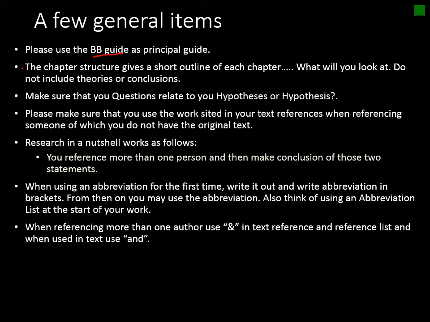And then the chapter structure gives a short outline of each chapter, what you will look at. Do not include theories and conclusions. So your chapter outline is a very short outline of what your chapters will look like. You will first look at the definition of this and this and this before comparing it with this, and ultimately you will make a conclusion of this. So that's a very short summary of what your chapter structure should look like, and your conclusions and introductions of your chapters will look similar to that.